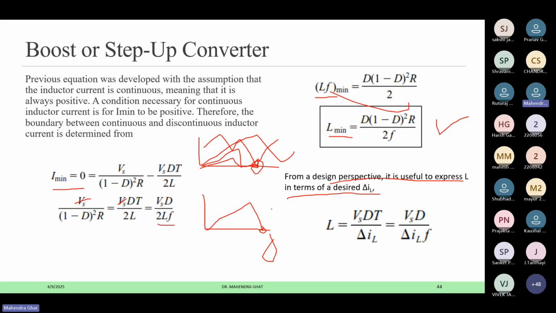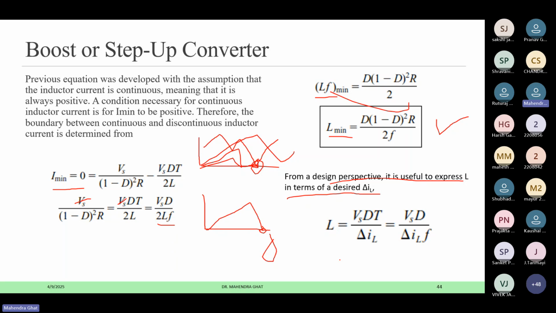The delta IL equation was for when the switch is closed. So whatever delta IL was, Vs DT by L was there. So L is taken on this side and delta IL on this side, and only T is taken as 1 upon F. So this equation you can write. Clear?